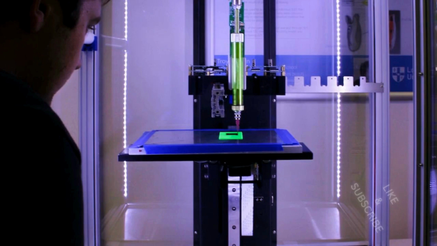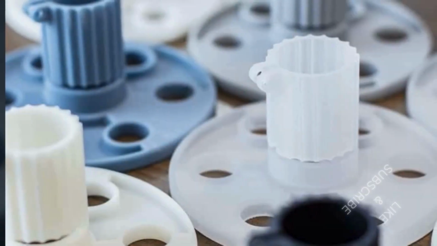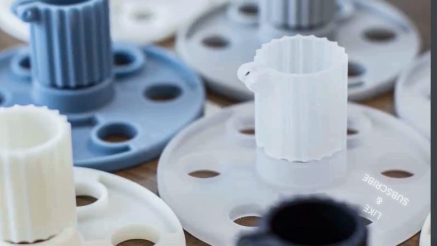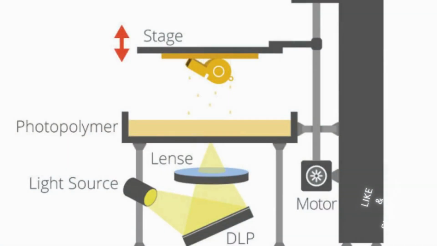Key technologies: stereolithography, SLA. One of the earliest techniques, SLA uses ultraviolet light to solidify liquid resin layer by layer, creating intricate and accurate models. SLA operates on the principle of photopolymerization.